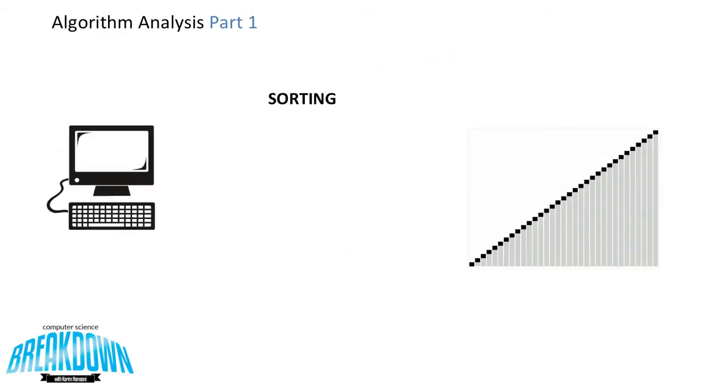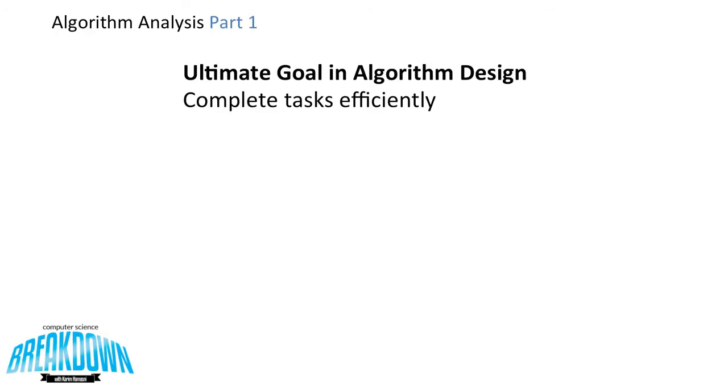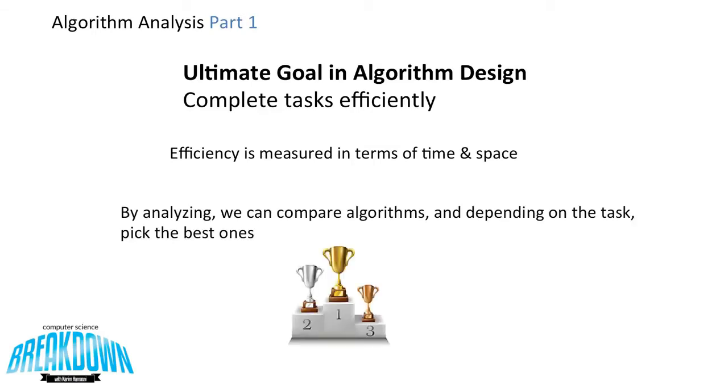In computing, algorithms are the same thing. So let's look at sorting, for example. If you want to sort a number of items from smallest to largest, you have a lot of different tools available to you, such as insertion sort, selection sort, quick sort, binary sort, bubble sort, etc. Our ultimate goal in algorithm design is to complete the tasks that we want efficiently. And by efficiently, we mean that it's quick in terms of time, as well as efficient in terms of space, because memory is limited in a computer system. We can't have the space fill up really quickly. So by analyzing algorithms, we can compare them, and then depending on the task, we can pick the best one.